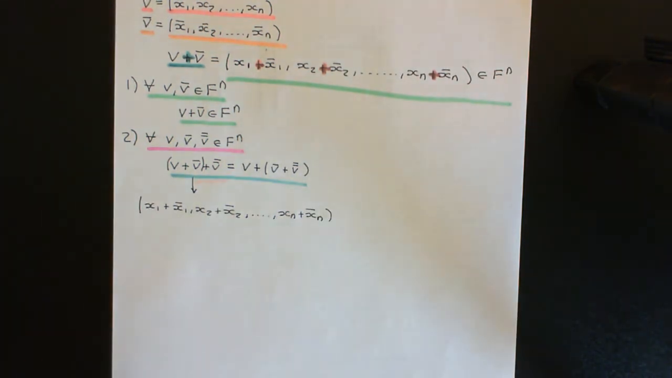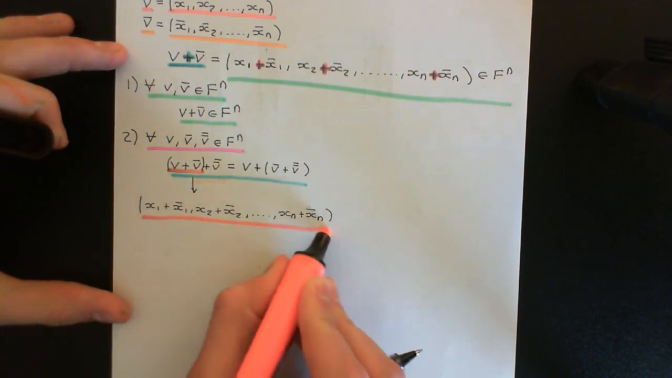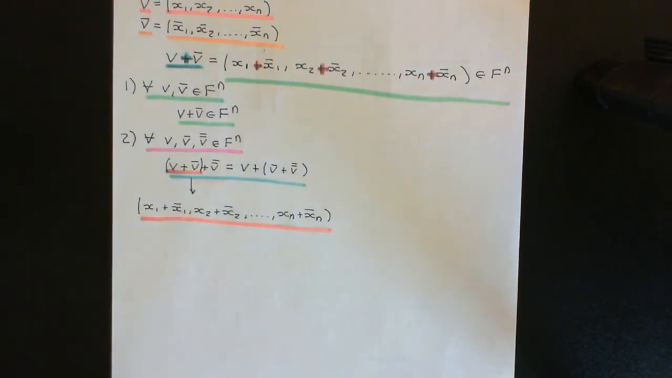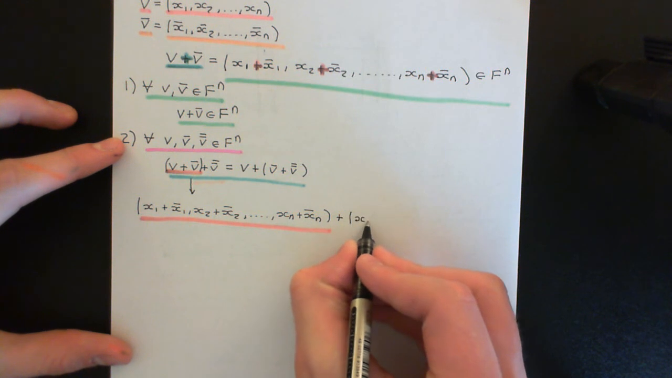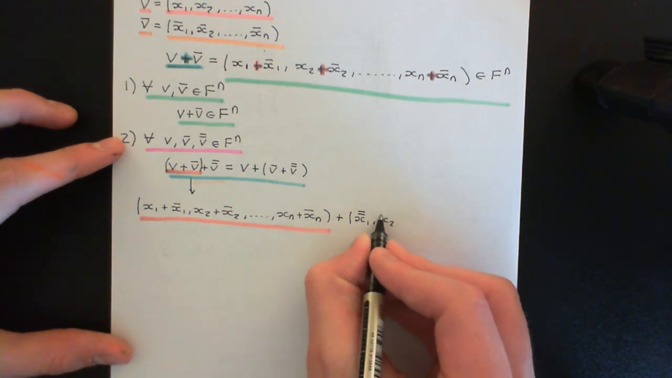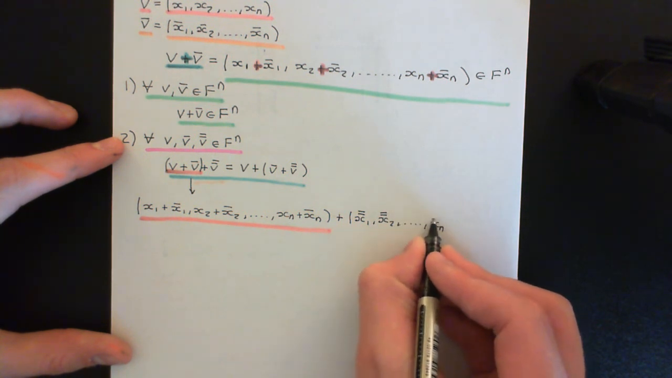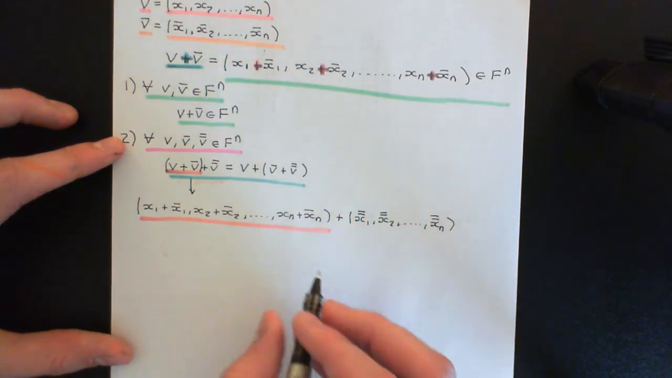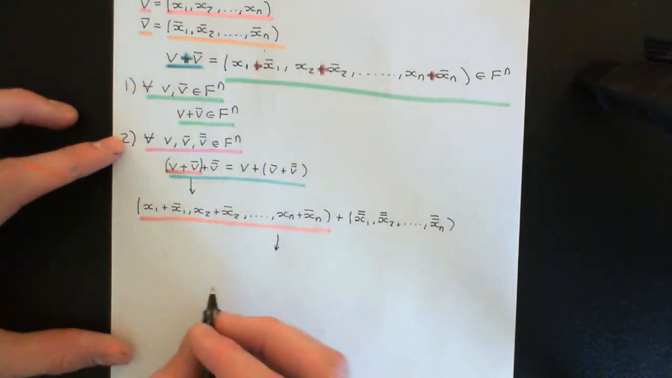So that's the answer to v plus v bar, just using the definition. I'll just highlight this up. This portion that's in brackets here is the answer. What we now want to do is add this to v double bar, which I'm going to write out for you: x1 double bar, x2 double bar, all the way up to xn double bar. So here is that vector. And now if we want to add these two together, again what we'll do is just use the definition here.